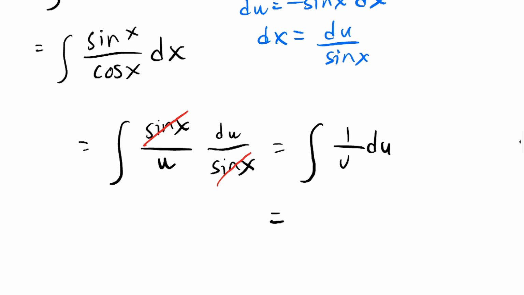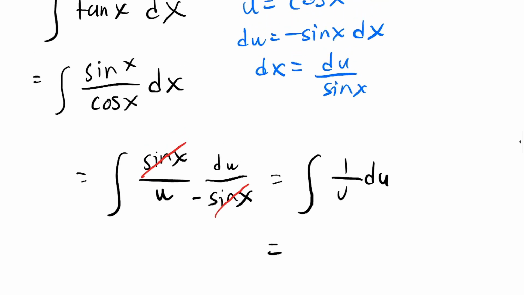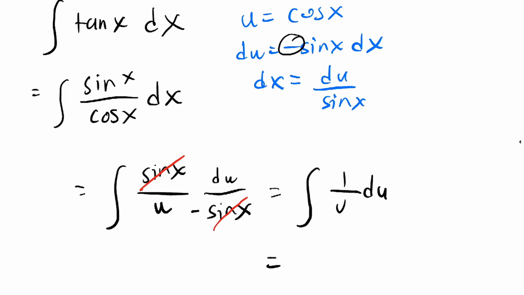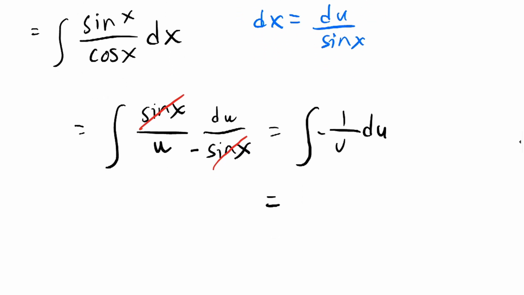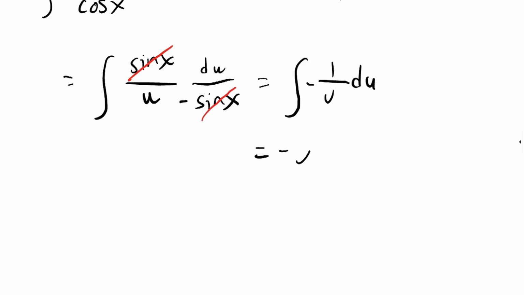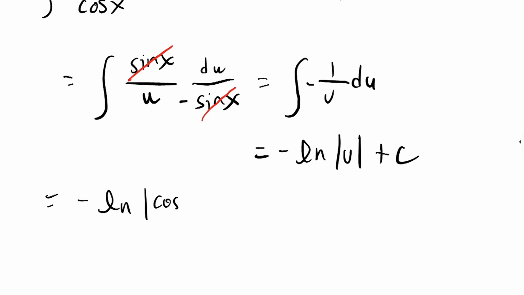And this is really, oh, and then I forgot the negative, sorry. There's a negative from this part included. So it's really the integral of negative 1 over u. And this is really just negative ln of absolute u plus c. Plug everything back in. This is equal to the negative ln of cosine x plus c. Remember, the integral of 1 over u is ln of u, because the derivative of ln of u is 1 over u.